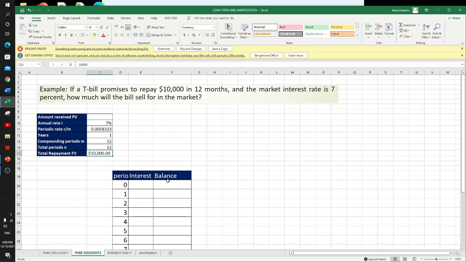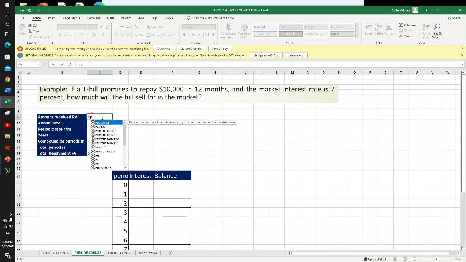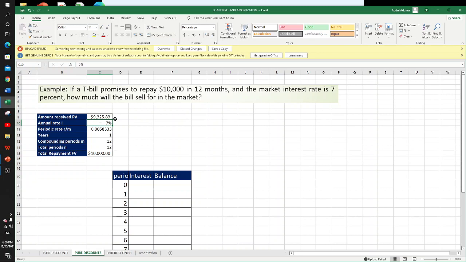So let's look at the interest, let's look at the market value. That means we find the present value equals to PV. Rate is this, comma. Period is this, comma. Payment, no payment, another comma. Future value, minus this. You enter. That means this is the price today in the market.